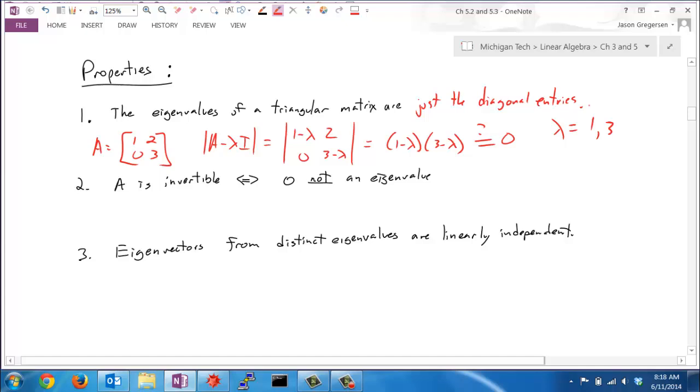All right, so that's going to be useful, right? We're going to want to grab those values. We're going to pull them out right away when we get them. The next thing: A is invertible if and only if 0 is not an eigenvalue.